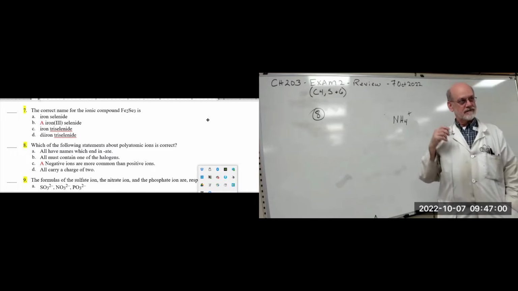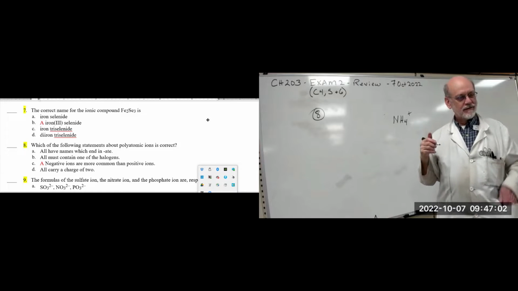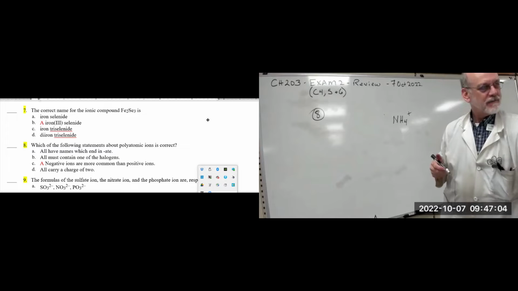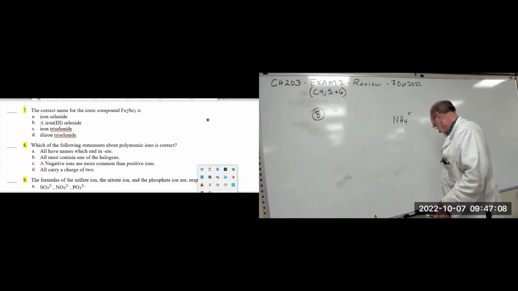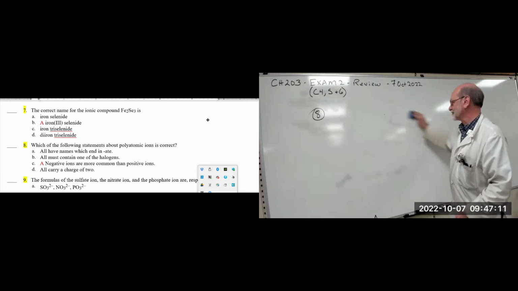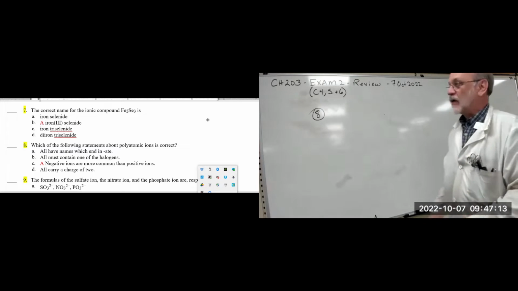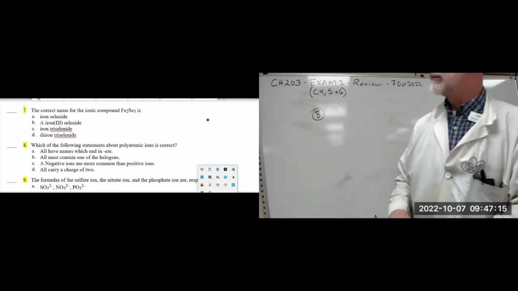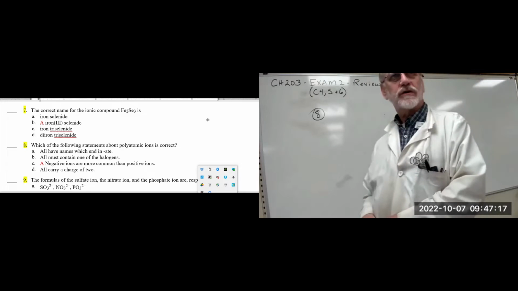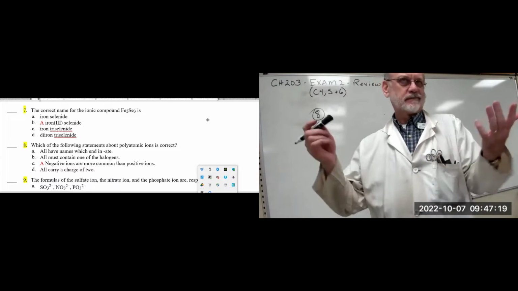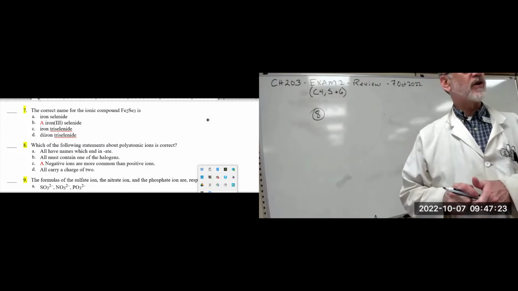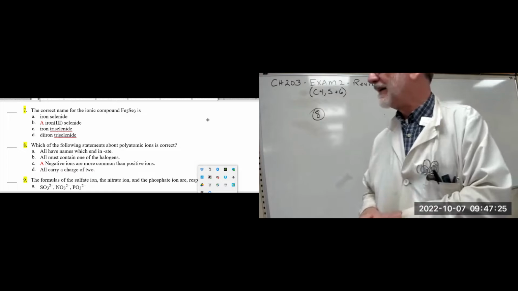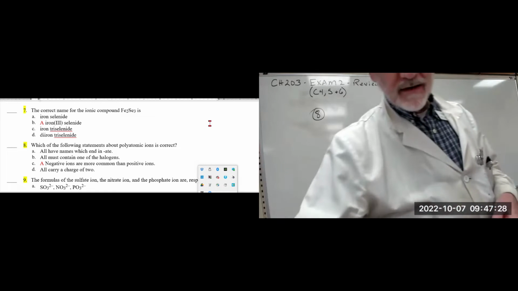Which is ammonium. That's ammonium. Okay, so C is the right answer. And all carry a charge of 2. To what? It doesn't matter because they have various charges. All right, so C is the answer to 8.